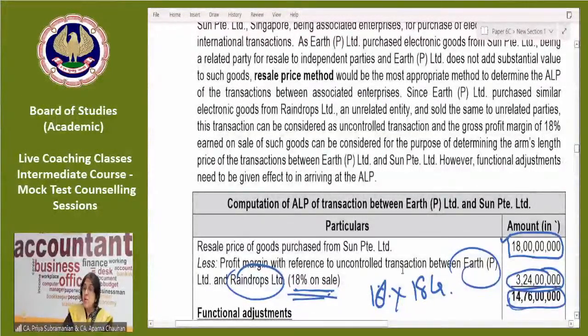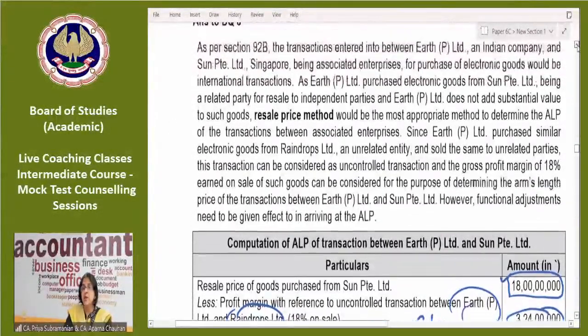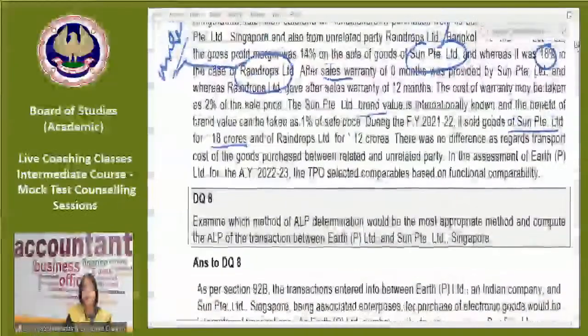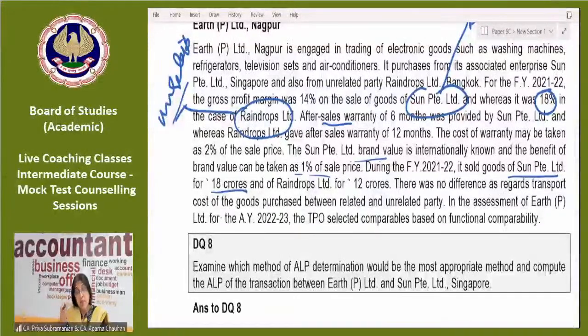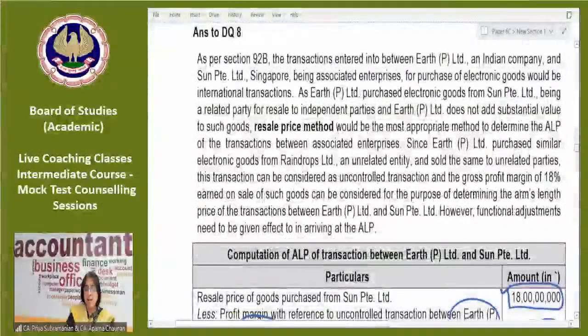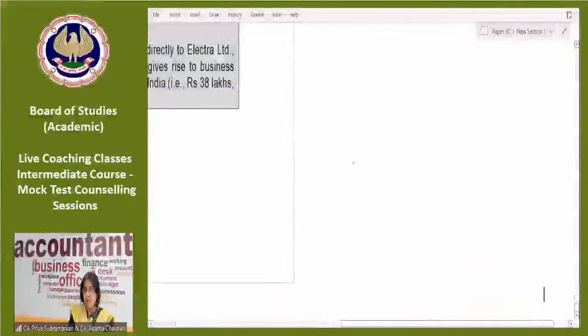But you have to make the functional adjustments. What are the functional adjustments in this case? Sun Private Limited has a brand value which is internationally known, and the benefit of the brand value can be taken as 1% of the sale price. For the brand value, you will be paying more, and that value is given as 1% of the sale price. So that you have to add. Here the sale price is 18 crore.